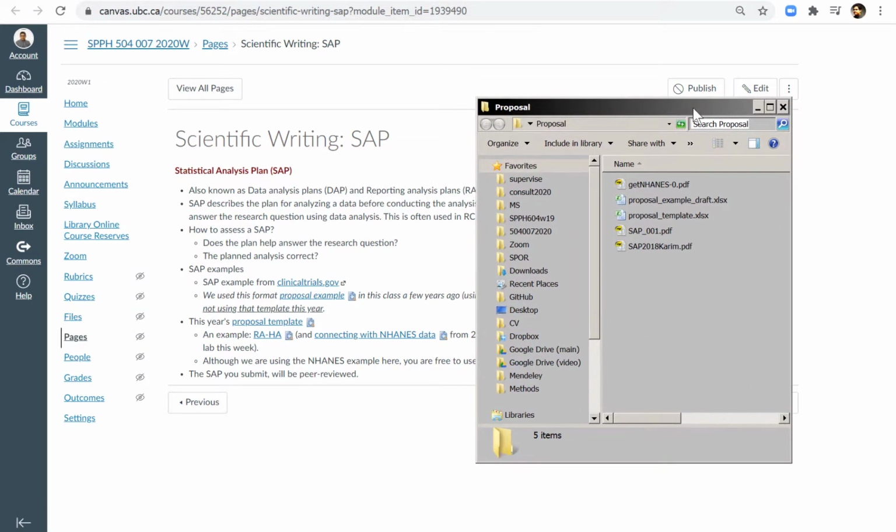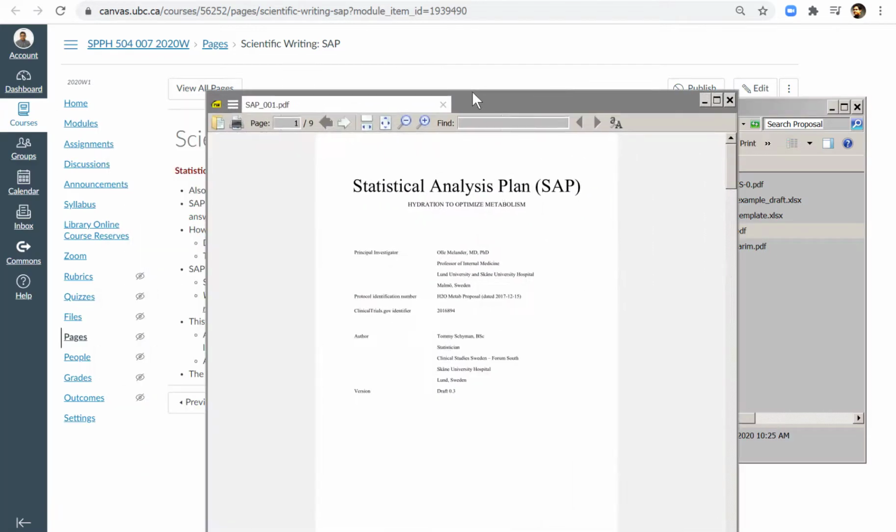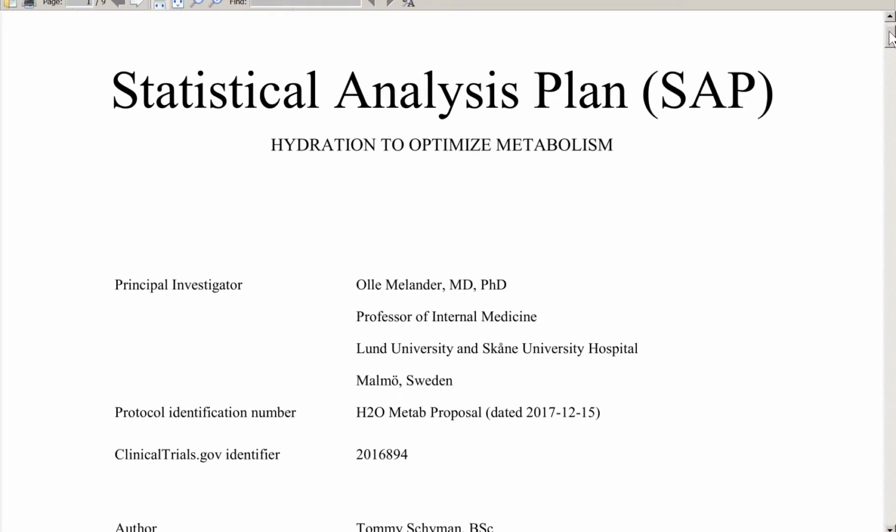So I have downloaded all of these files in this folder, where the first example is the SAP example from clinicaltrial.gov, and here you can see an example from a clinical trial where they describe the statistical analysis plan. So let's try to review what are the content of this statistical analysis plan.